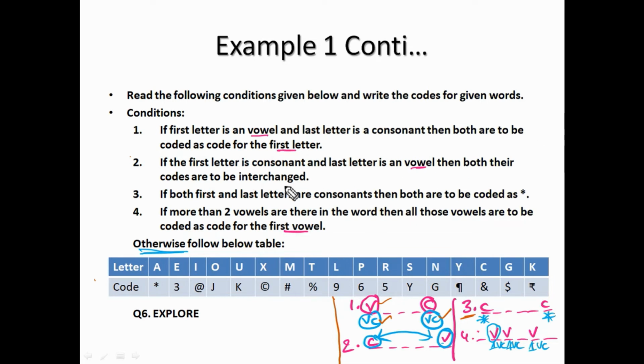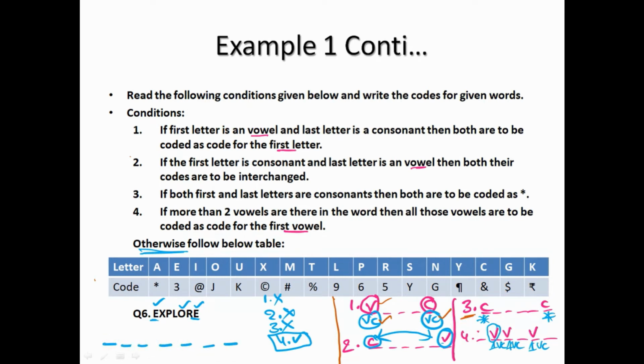Next question. One more example. I'm checking the conditions. Condition 1. First is a vowel and last is not a consonant. Consonant, that's why it fails. Second, first is a consonant. No, it is not a consonant. Third condition. First is consonant. No, it is not a consonant. And fourth condition. More than two vowels are there. One, two, three. Yes, there are more than two vowels. Three vowels are there. So it is the same as the previous question only. Right.